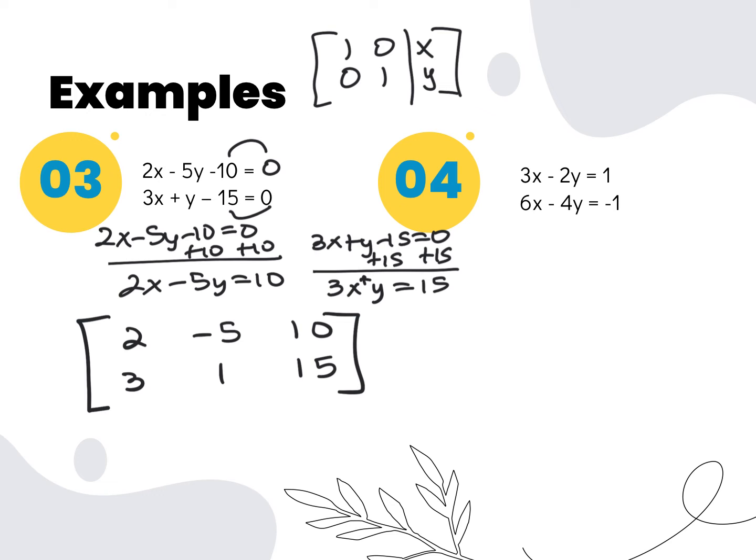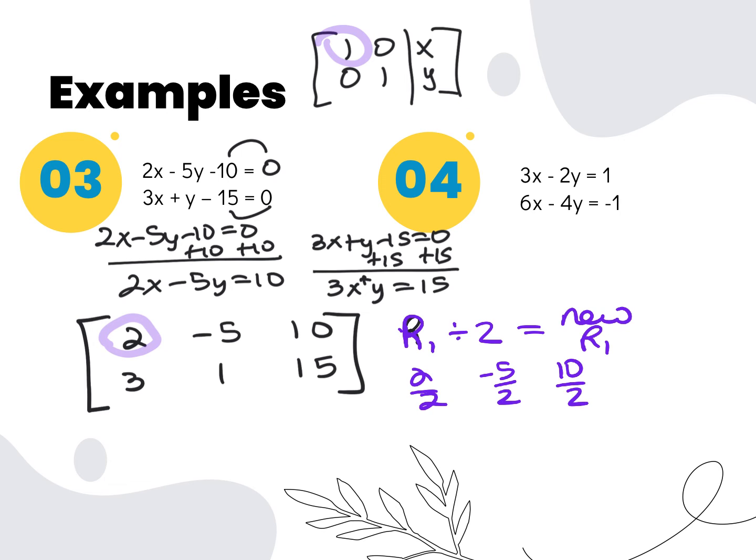Which is fine. So the first thing I want to do is change this 2 to a 1. And the way that I'm going to accomplish that is I'm going to take row 1 and divide it by itself. I'm going to divide it by 2. And that'll give me my new row 1. So 2 divided by 2, negative 5 divided by 2, and 10 divided by 2. So 1, negative 5 halves, and positive 5. That's going to be my new row 1.